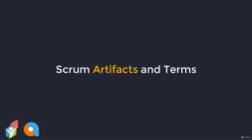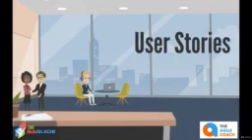Now that you have a good overview of Scrum and you understand a little bit about what the various roles are within the team, now we're going to start diving into a little bit more detail. In this section, we're going to highlight some of the key Scrum terms and artifacts that are going to be extremely critical to your further learning. In this lecture, we're going to talk about user stories.